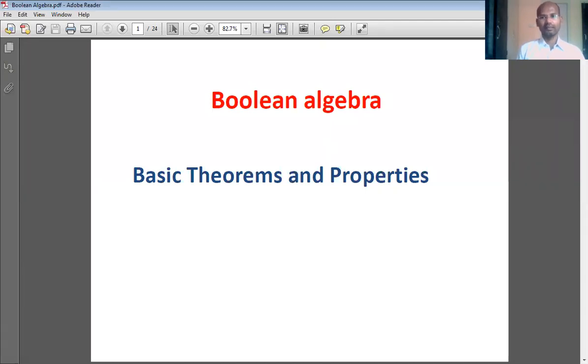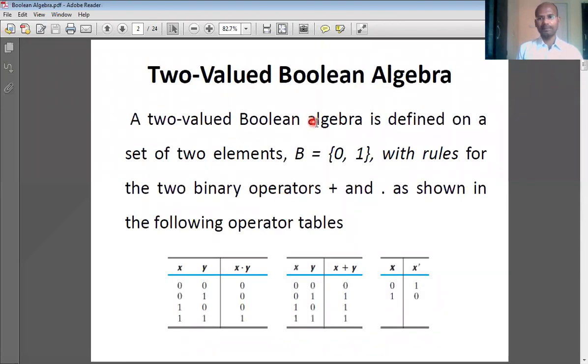Let's begin with Boolean algebra. All the circuits that we build in digital electronics follow the rules that are laid down in Boolean algebra. And in this topic, we will see what those rules, theorems, and properties are. Let's see what this Boolean algebra is.